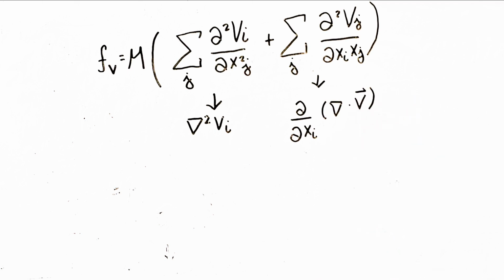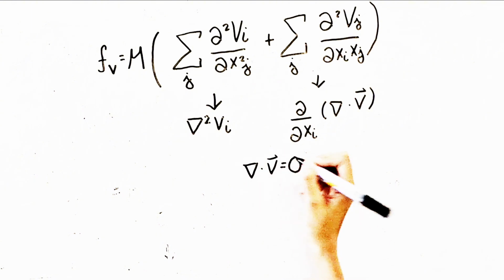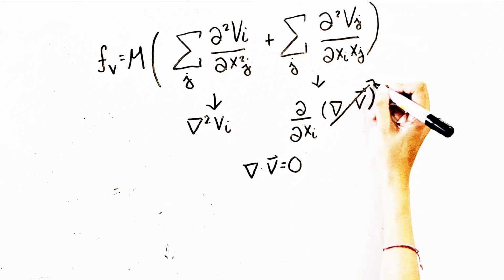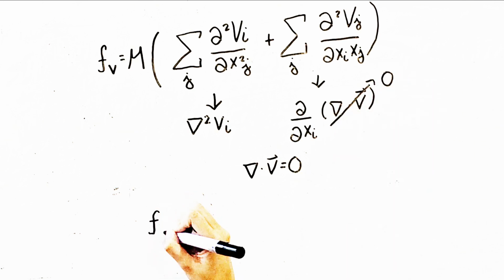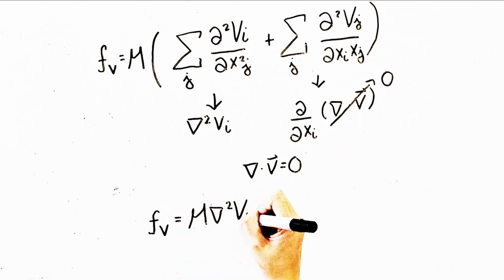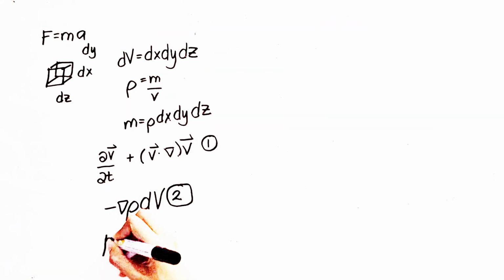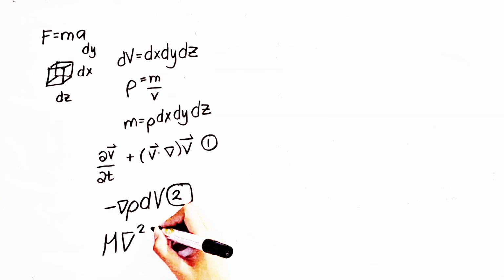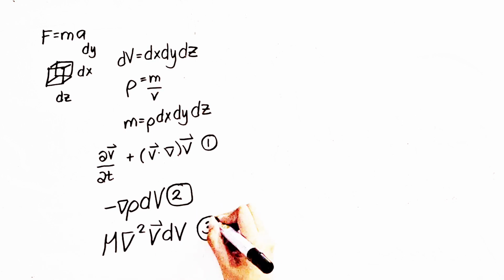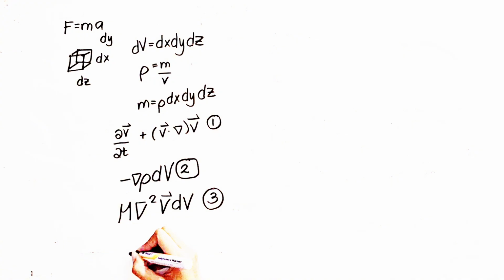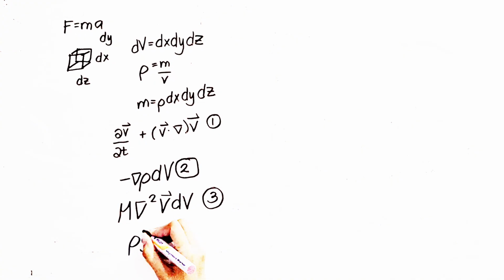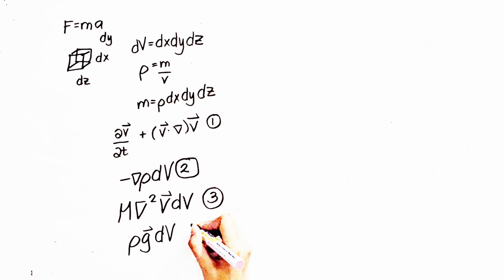However, we also know that for an incompressible fluid, the divergence of v is just equal to 0. So plugging this in, that cancels out the second term, and we're left with the viscous force being mu times del squared v. And now we put that down as the next force that affects our fluid element. And finally, we have the effect of gravity acting on the fluid element, which could simply be written as rho g dV.